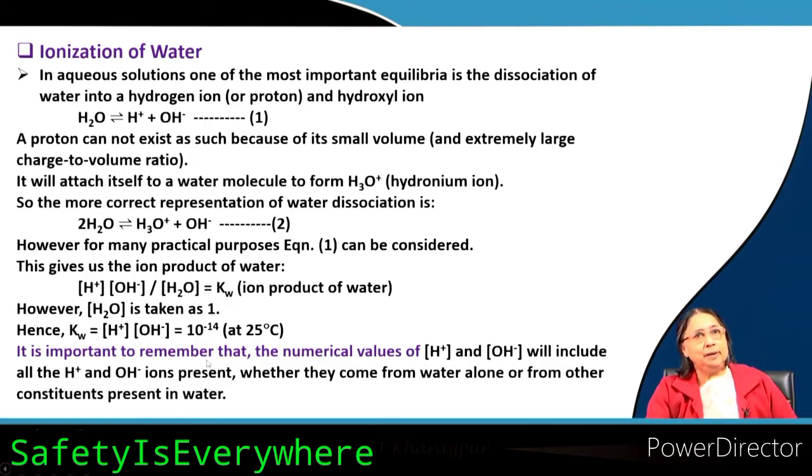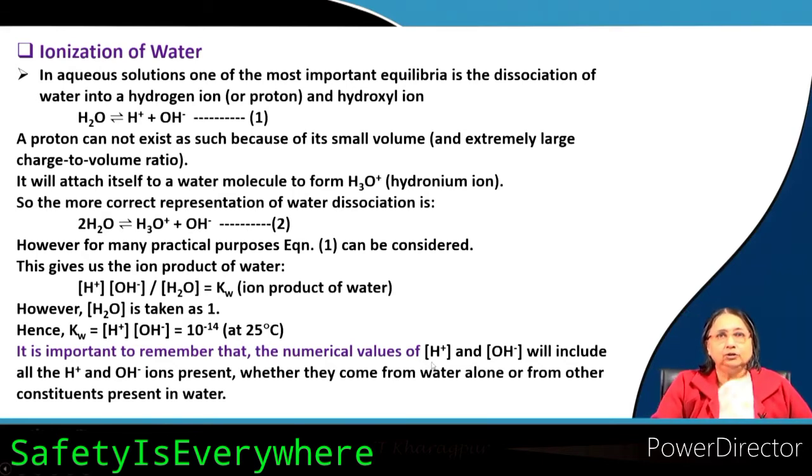It is important to remember that the numerical values of H plus and OH minus include all the H plus ion concentration and all the OH minus ion concentration in a system, whether they come from water alone or from other constituents present in water.